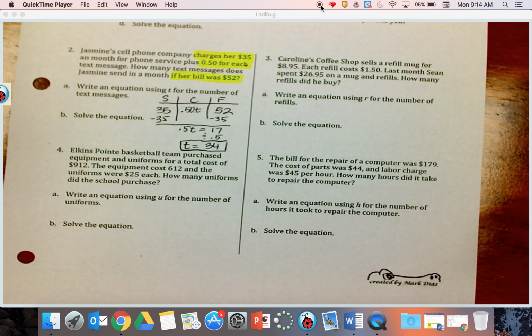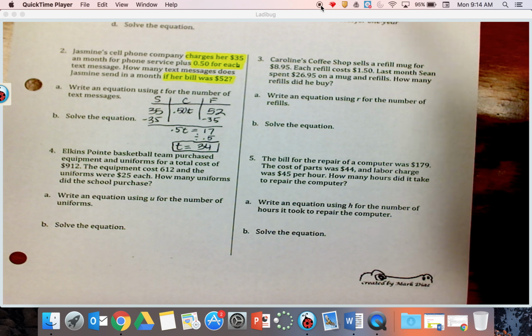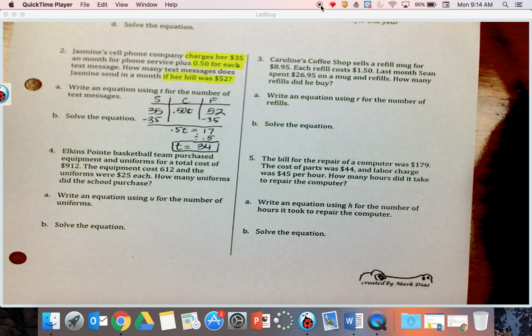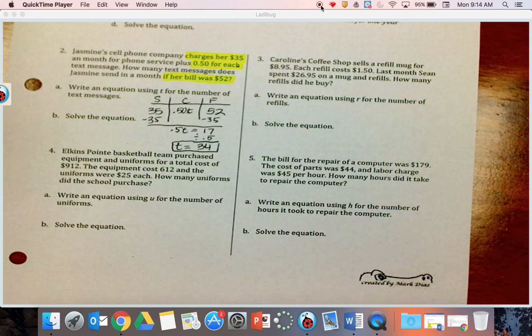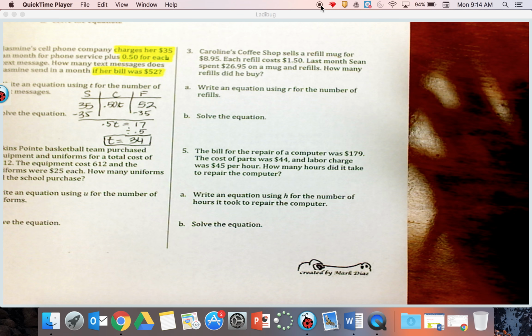It's pretty straightforward. All I'm looking for is the word each or per, and I know that's my change. I'm looking for my total, 52, and my start was 35. I set it up, and after that I just do my two steps, and I got my equation and my answer. So if you look at number 3, it does the same thing.